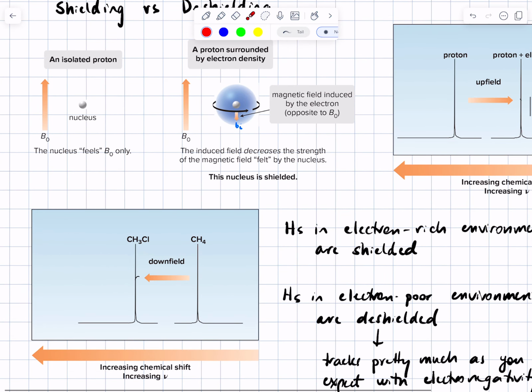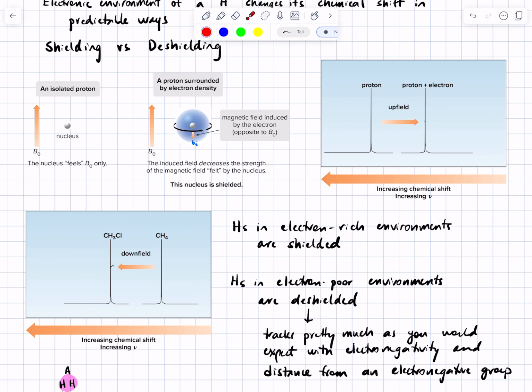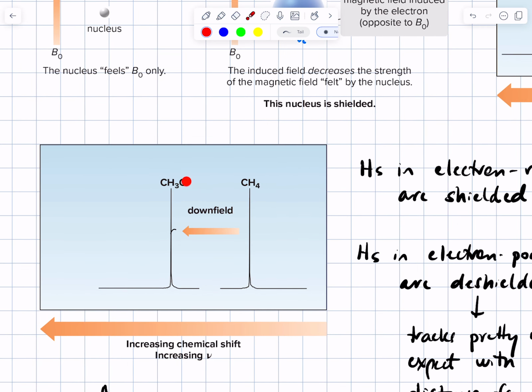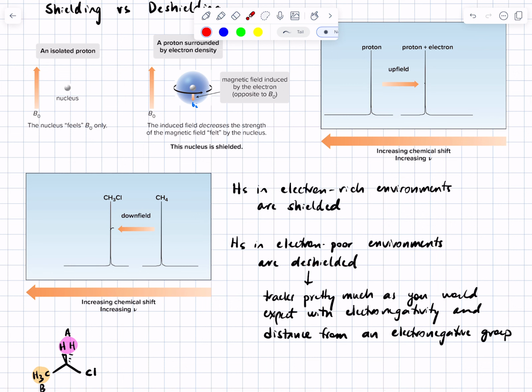Here's an example. Methane, here's in the NMR spectrum where the peak for methane would show up. Methyl chloride, you add an electronegative element that should pull electron density away from the carbon and therefore the hydrogens. Protons in this environment are more electron poor than in methane. Because they are more electron poor, they are deshielded. They are not as shielded from the external magnetic field. They experience a greater magnetic field and therefore absorb at a higher frequency or higher chemical shift. The concept of deshielding tracks pretty well with what you would expect based on simple electronegativity arguments.